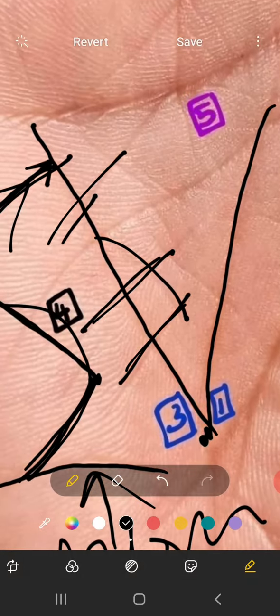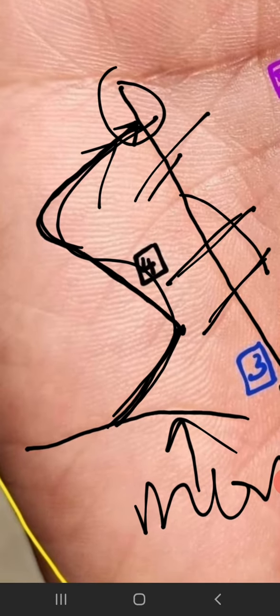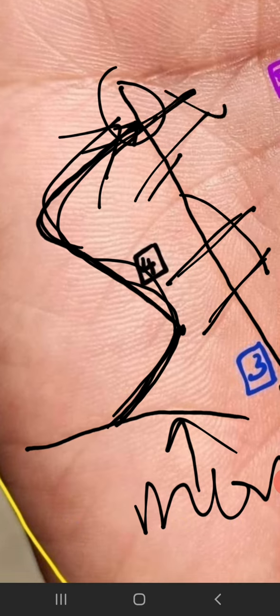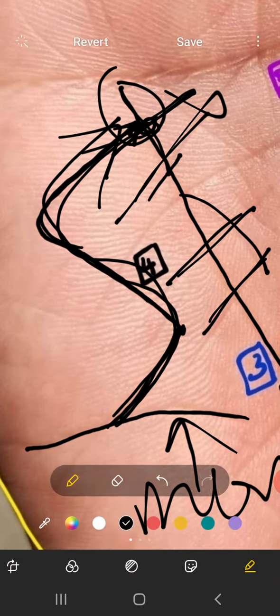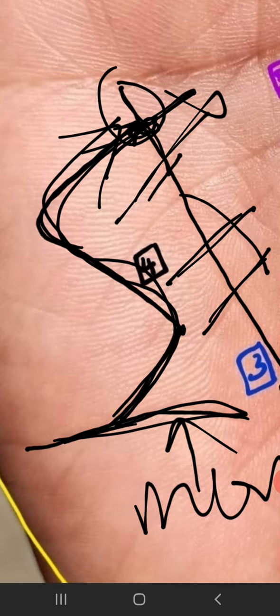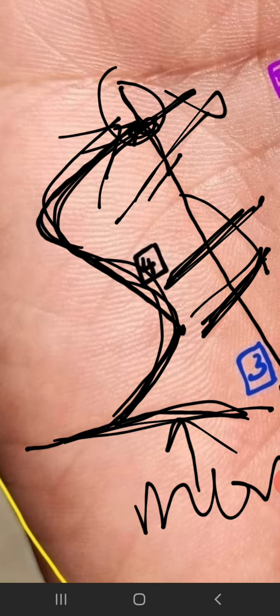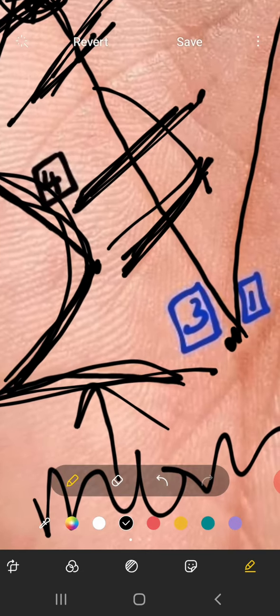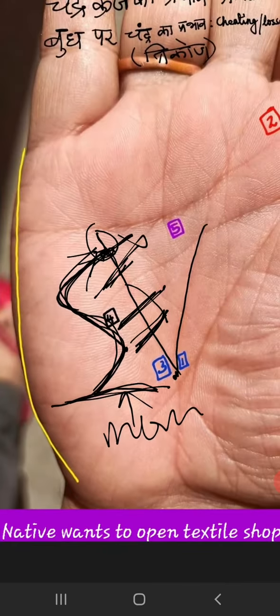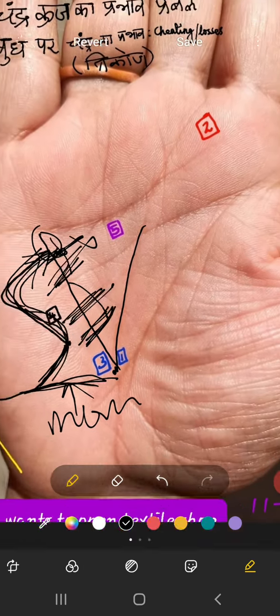There would be losses. At the end, there could be some positive impact because it's not crossing. If it was crossing, then it is not good. If it is touching, then the impact of a female or impact of somebody is going to help the native. It should never cross. Like here, it is crossing over, which is not good. Okay, so this is in short a quick explanation about this.